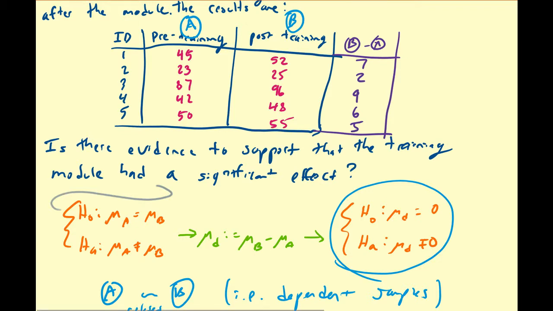Alright, so once we calculate those differences between the post-training data and the pre-training data, then we can calculate the mean and the standard deviation of these values. So with these values, we get that the mean is going to be equal to 7 plus 2 plus 9 plus 6 plus 5, and that's going to be equal to about 5.8 once you divide that by 5. And then the standard deviation, so that's STDEV.S in Excel, of those numbers, that's going to give us about 2.588. So these are the statistics of the differences between the data values.